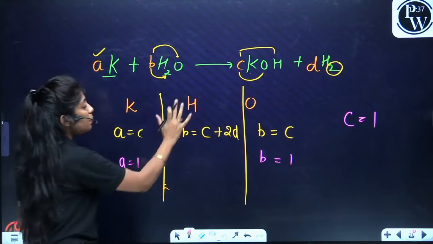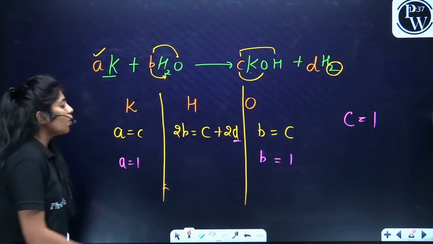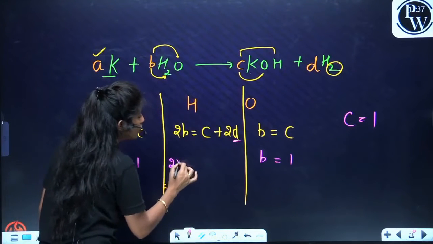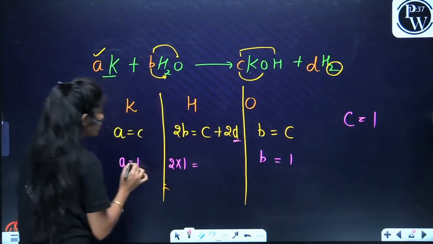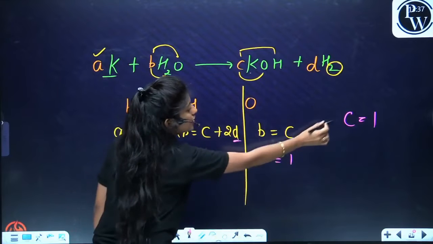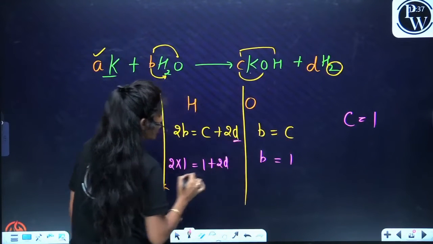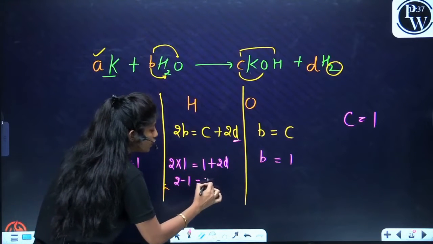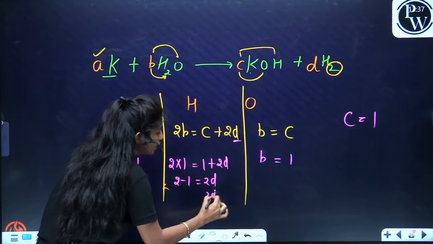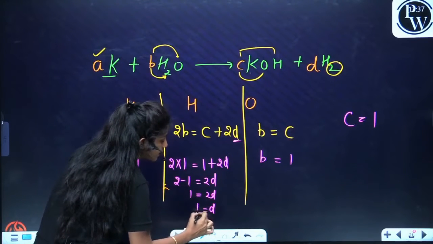Next is, I will be placing all the values in order to determine the value of D. So what will be happening here? 2 into, what is the value of B? 1 equal to C. What is the value? That is, C is 1 plus 2D. Now can you solve this for me? 2 minus 1 equal to 2D. 2D is equal to 1. D is equal to 1 by 2.